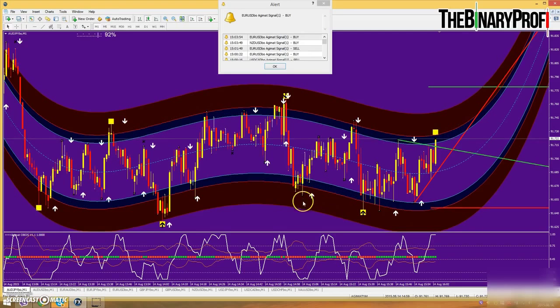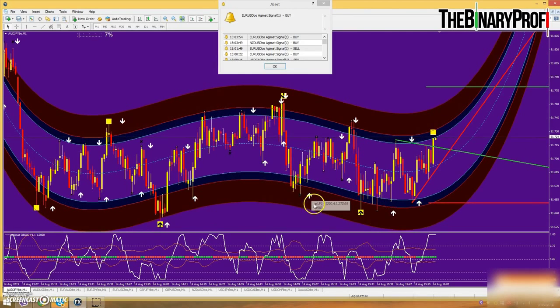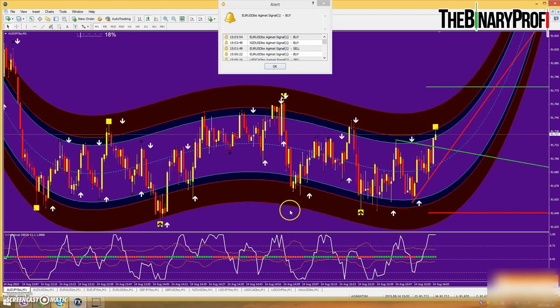Let's check the next one. Here we have as well an arrow. If you are an aggressive trader, we have here a downtrend. That means you should not enter the trade and the candle is not in the red channel. It could be an ITM, but to be sure you should not enter this trade.